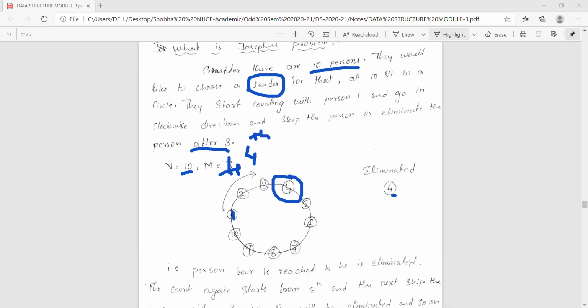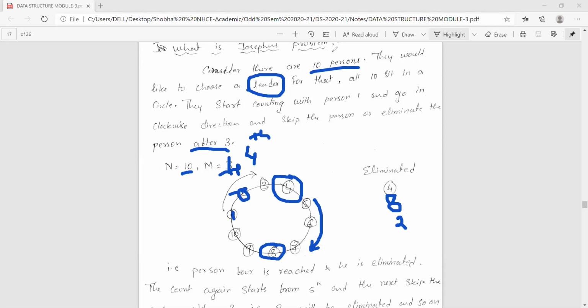Like that again you will continue. Anyway, I will solve this example also. Again you continue, and one more person will be eliminated. Maybe 5, 6, 7, and the fourth element from 5 is 8. So the second eliminated person is 8. Again you start from 9, the next 9, 10, 1, 3, and the fourth eliminated is 2. Like that you continue until there is only one person left in this circle. The person who is left in the circle will be the leader.